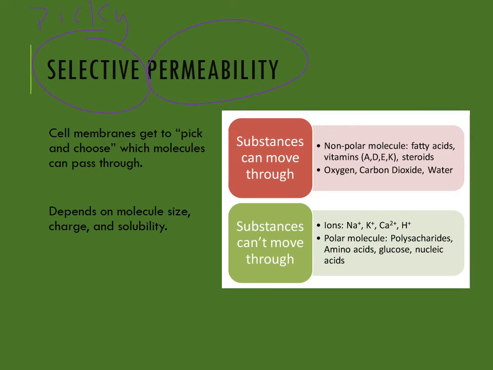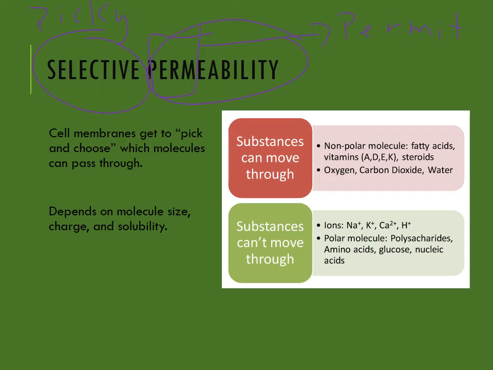Permeability. So far we have the same letters as in permeate. All right. So permeability means selectively permeate, or pick and choose what is permitted in and out of the cell. So the cell membrane gets to pick and choose which molecules can pass through, and that actually is dependent on the size of the molecule, what charge or what type of ion it is, positive or negative charge, and solubility, meaning how much is inside the cell and how much is outside the cell.